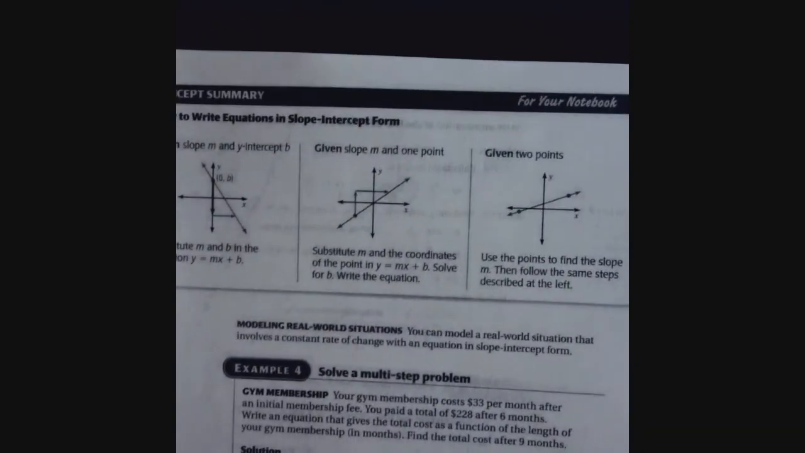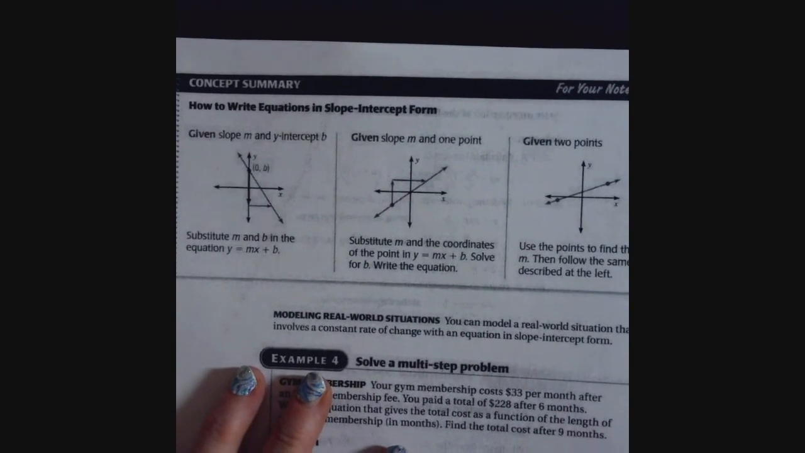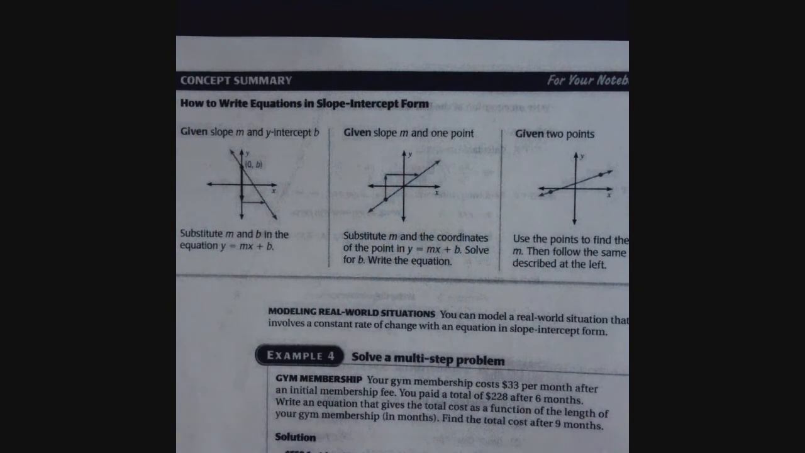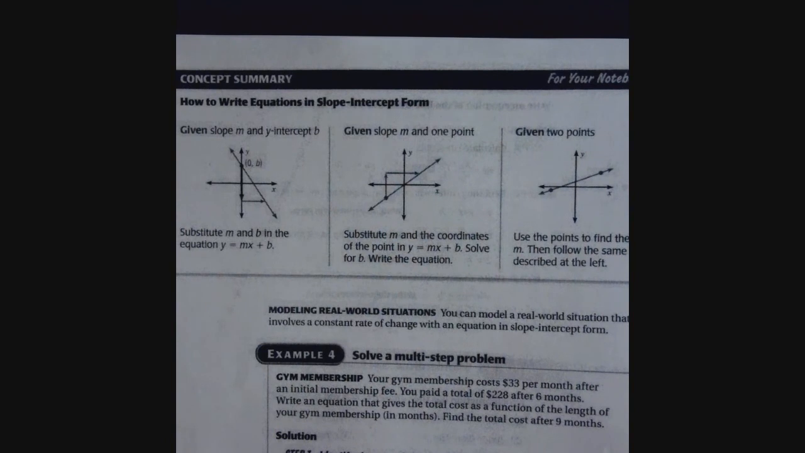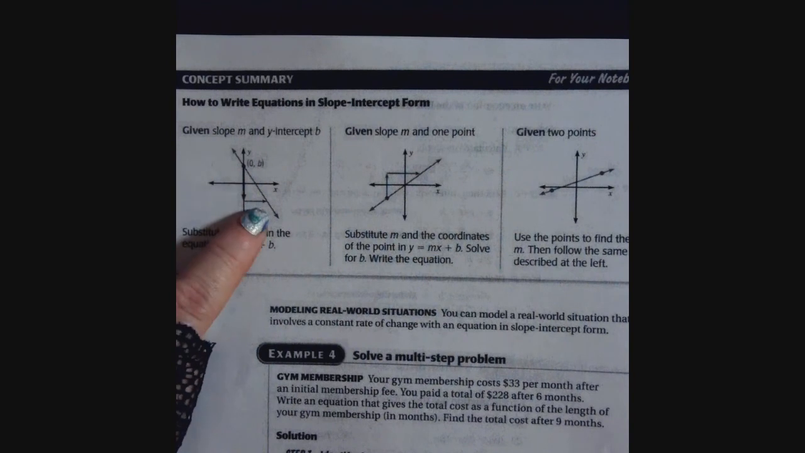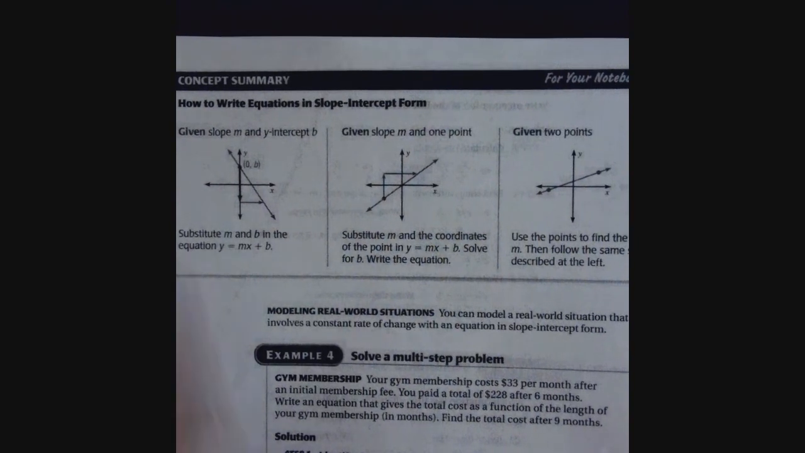We're just going to look at this real quick in the book. Okay, how to write equations in slope-intercept form. So they're showing different things depending on what you're given. The first one is you're given a slope and a y-intercept. It might be on a graph, or they might just give it to you, and you already know the y-intercept and you can count the slope, or they give you the y-intercept and the slope in the equation. Then you just plug it in.